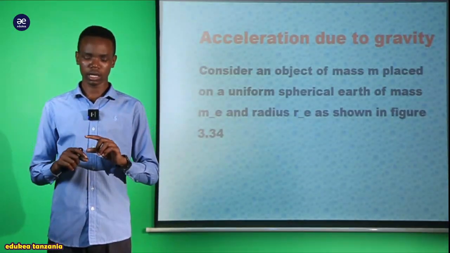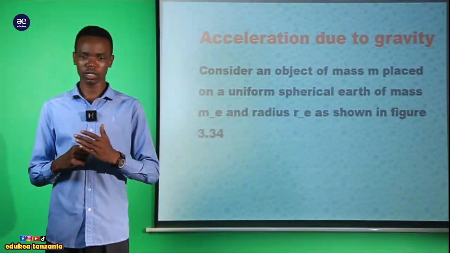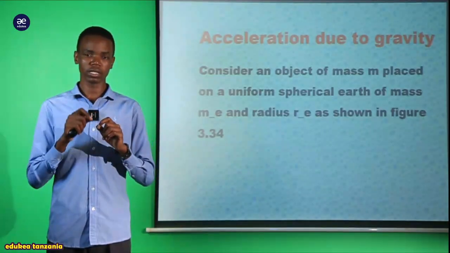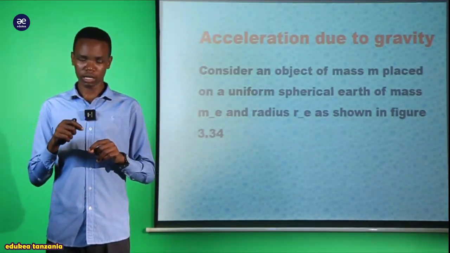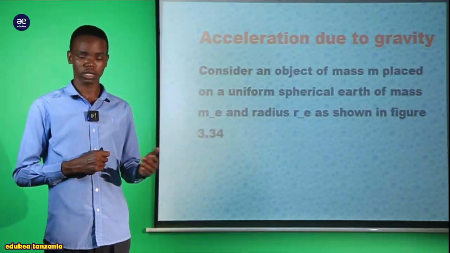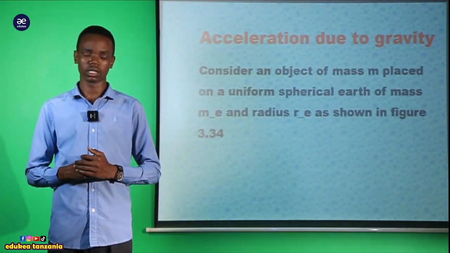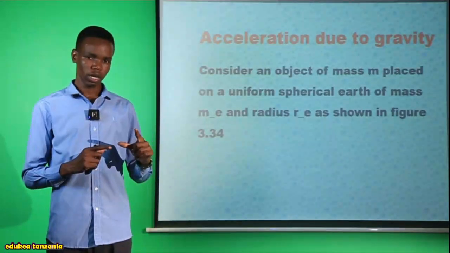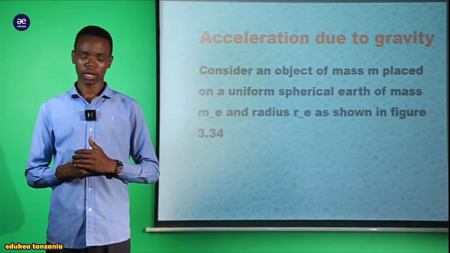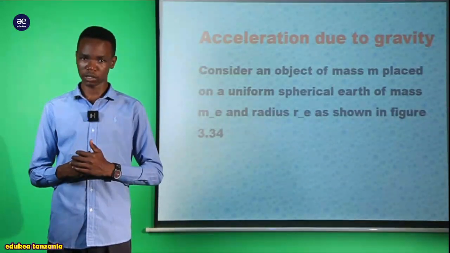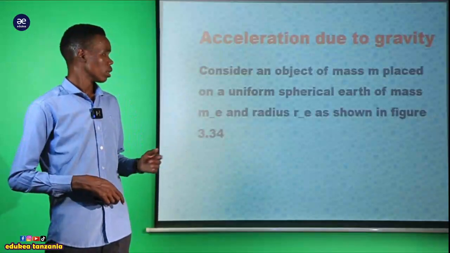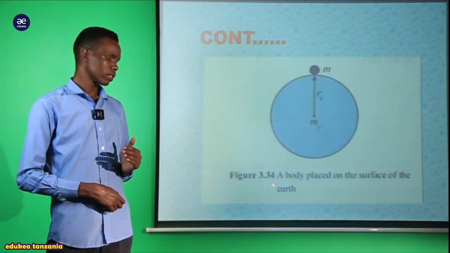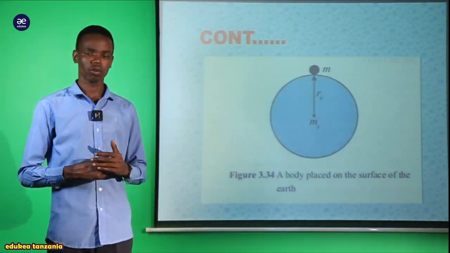Now we are going to see the spherical Earth, and the mass m is placed on it, and that sphere has its own mass M and also a radius R. How can we derive the gravitational force? The gravitational force due to gravity is related to the mass of the Earth. How can we demonstrate? Once we observe our figure here, this is the figure that represents a body placed on the surface of the Earth.